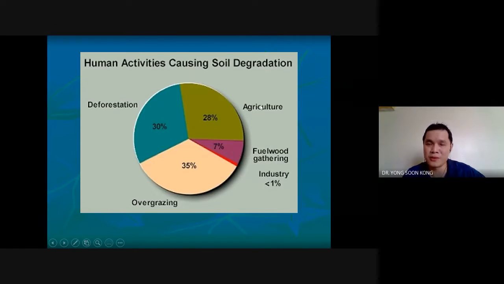I don't need to go too far away. Go to Pahang. I think Pahang is the most active currently. Probably not so much this time because the palm oil price dropped. And then of course, fuel wood gathering. This one is quite minimal because fuel wood usually only happens in a few areas, not in forests as far as I know. Most of the Malaysian forests are being cut down for wood, but not fuel wood.